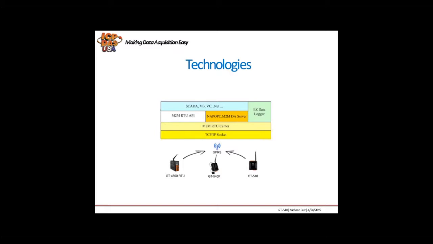By using the GPRS RTU API tool and M2M RTU Center software, any remote monitoring system can be achieved easily and efficiently. For a SCADA system, the M2M OPC server is provided to connect to a SCADA by OPC interface. This M2M OPC server you can get from our website, or you can contact us. We can provide this for you.